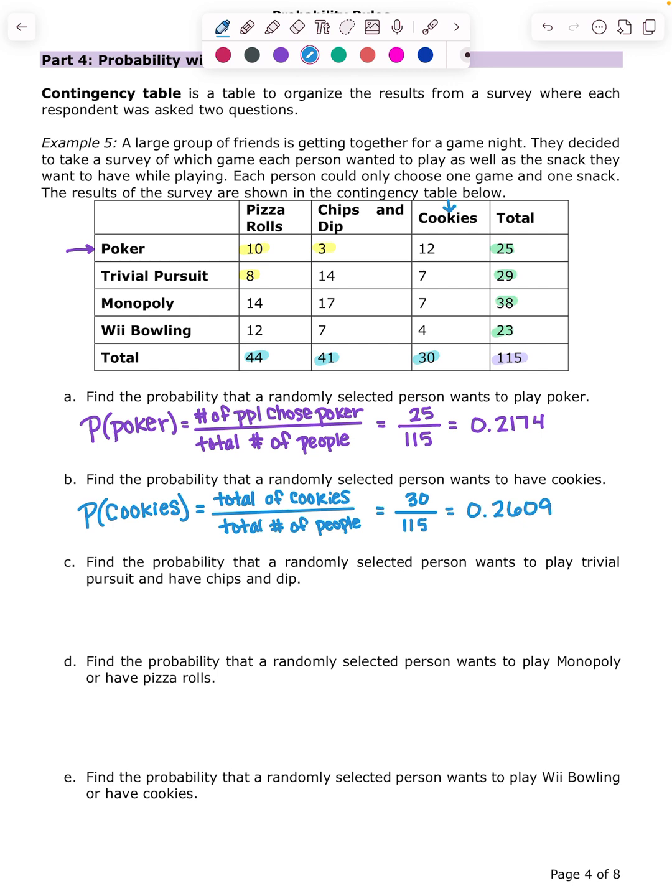The next question, find the probability that a randomly selected person wants to play Trivial Pursuit and have chips and dip. So for this one, we're looking at playing Trivial Pursuit and having chips and dip.